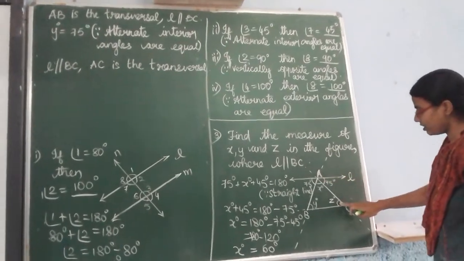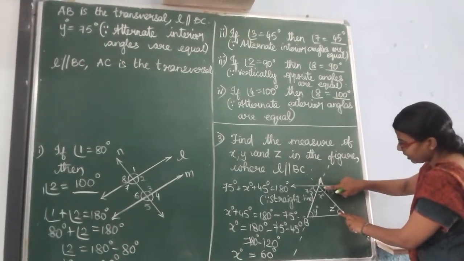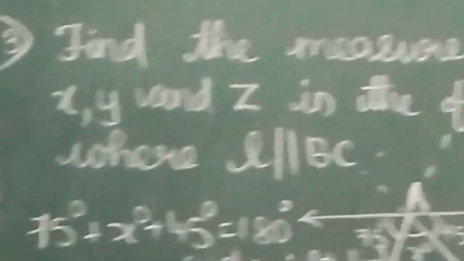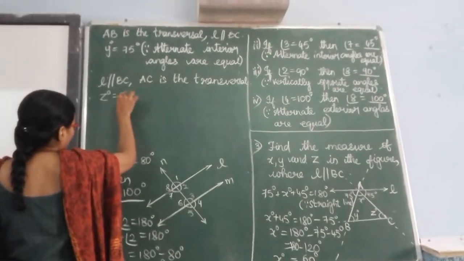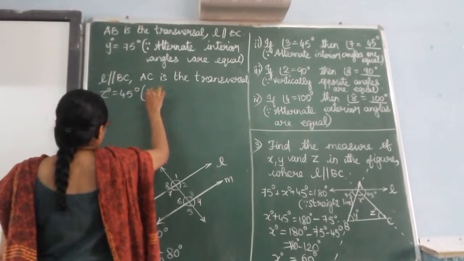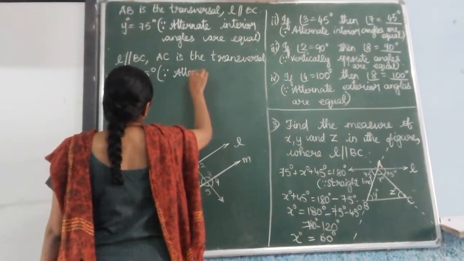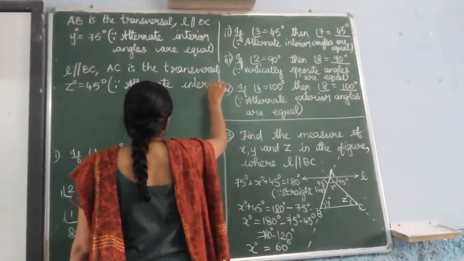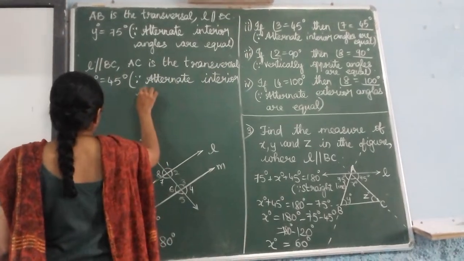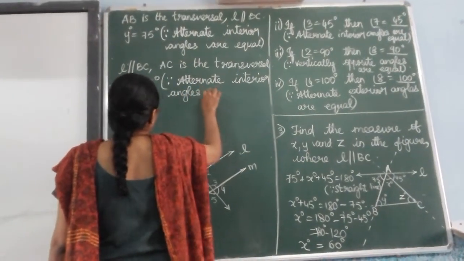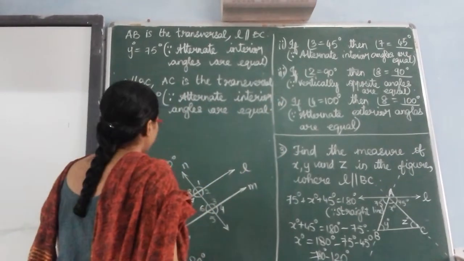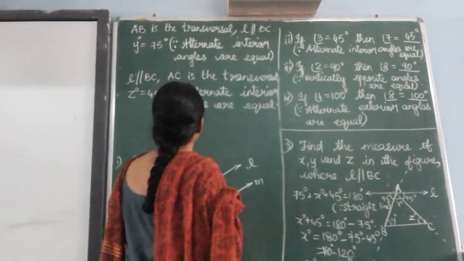Here one angle is given and here one angle is given. So alternate interior angles, z is equal to 45 degrees. What is the reason? Since alternate interior angles are equal. Alternate interior angles are equal.